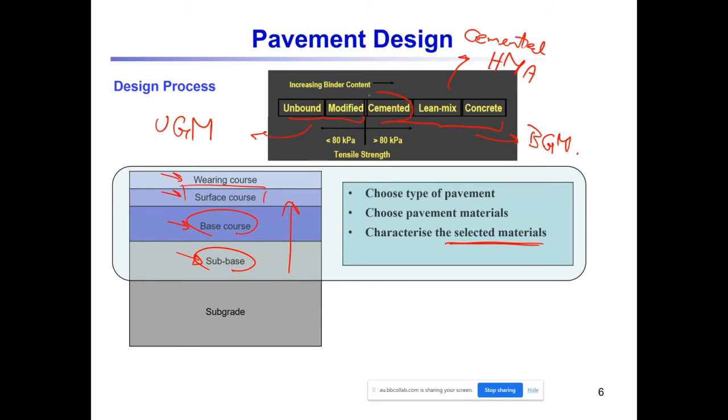For example, for cemented material, we use cement in order to increase the tensile strength, so the particles will stick together because of the cementation. And in asphalt, we are using bitumen in order to increase the tensile strength of the material.